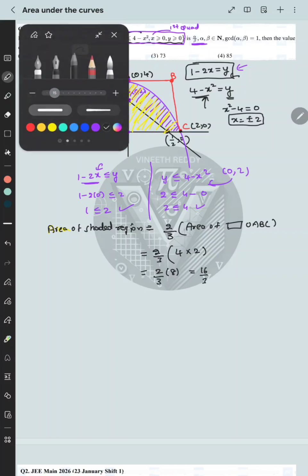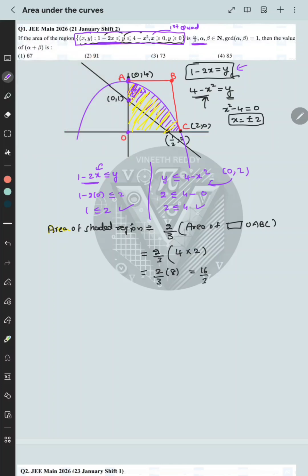No, the answer should be this region, na? Area of this shaded region. Therefore, the required area will be 16/3, from which we will be subtracting the area of the triangle. Now let me name this D and this E. Area of triangle ODE, right? So this should be 16/3 minus half into base OD, that is 1/2, and height 1. Okay, so this should be 16/3 minus 1/4.